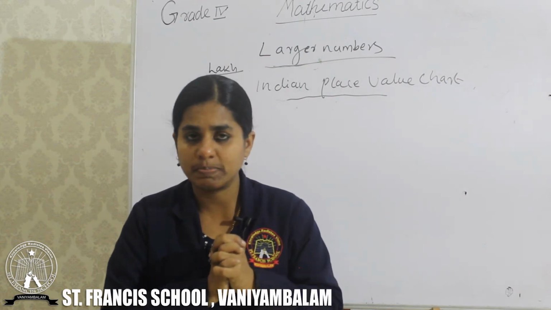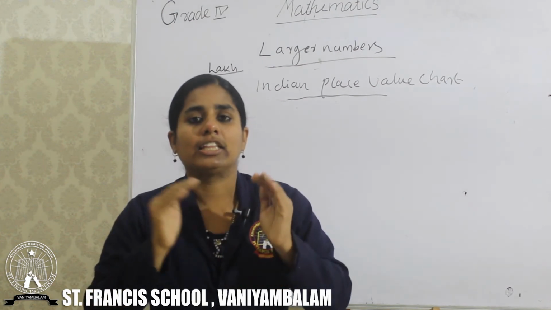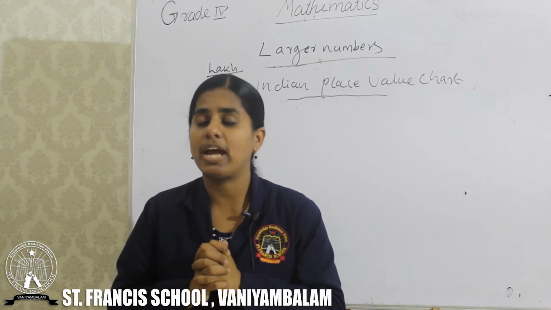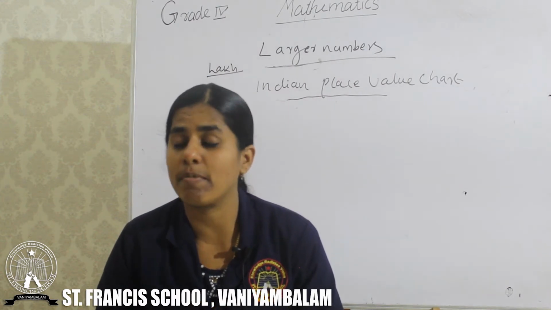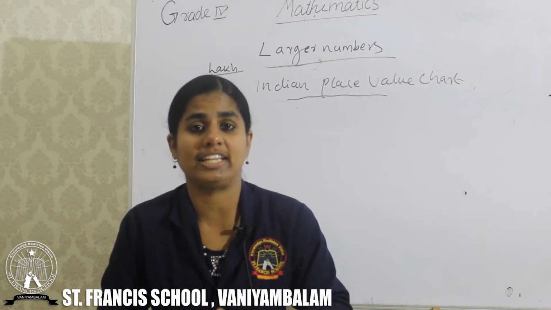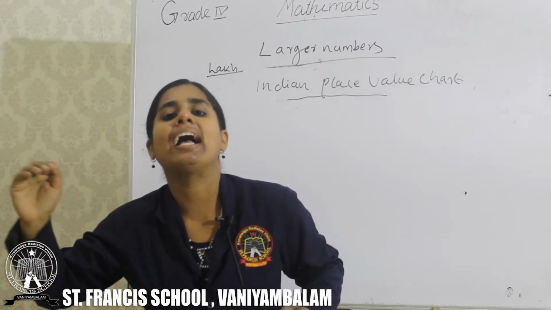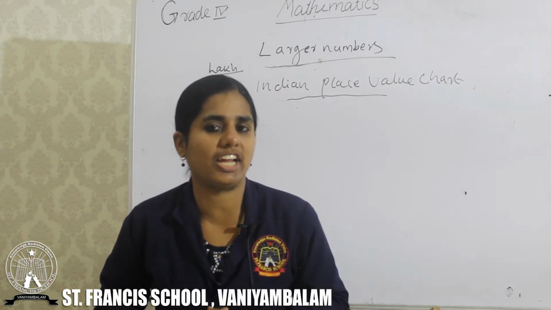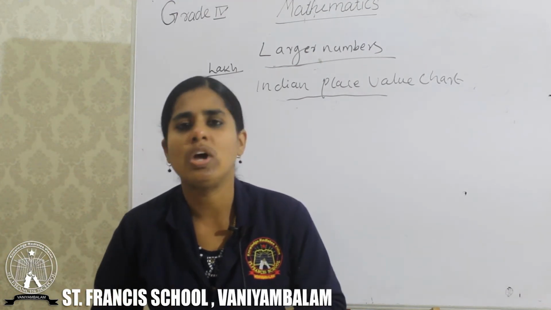First we have the ones period, which has the places ones, tens and hundreds together. Then the thousands period has thousands and ten thousands together. The lakhs period has lakhs and ten lakhs together. This is the place value chart of the Indian system of numeration. One more place is crore, but in this year we study up to ten lakh.